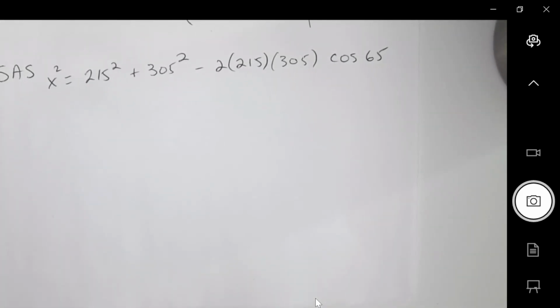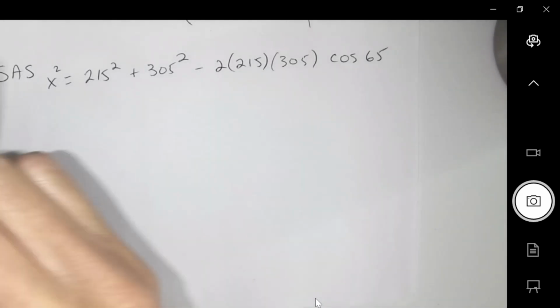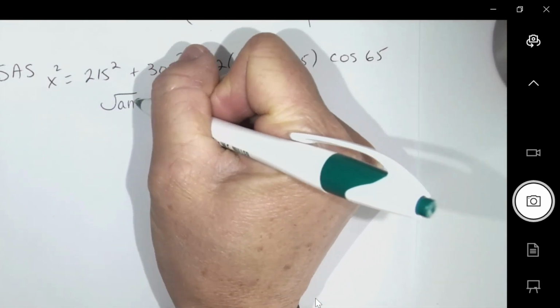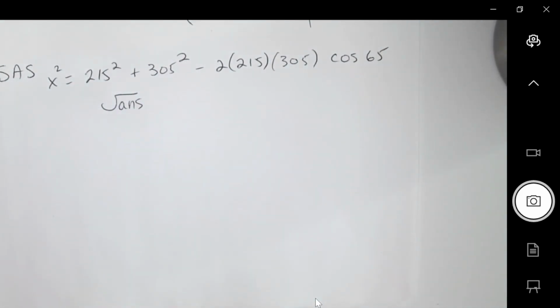Okay, this is the one where we just type, but then what do we do at the very end of this question? We have to square root the answer. Okay, so see if you can type that all in.